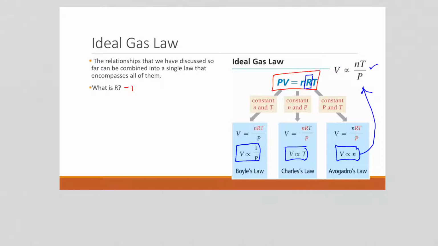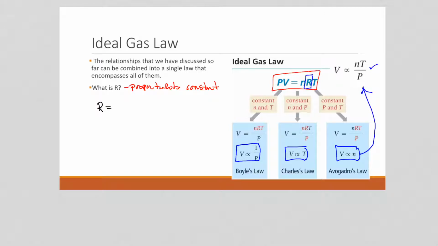Well, R is a proportionality constant. We saw that when we talked about the simple relationships. To turn these into equalities, to show that linear relationship, we had to introduce a constant, and we called it R. Now, what does that value equal?